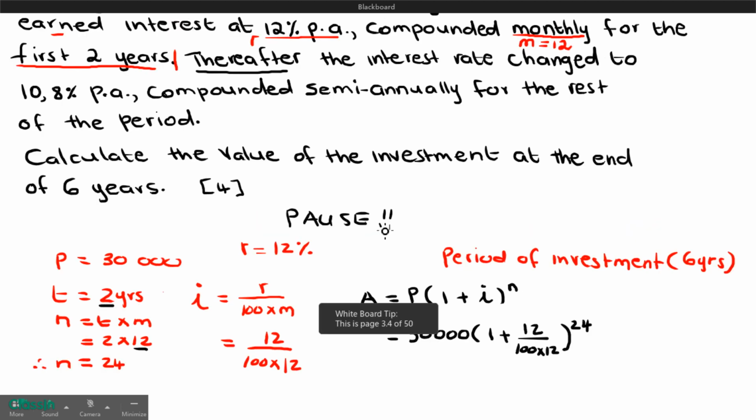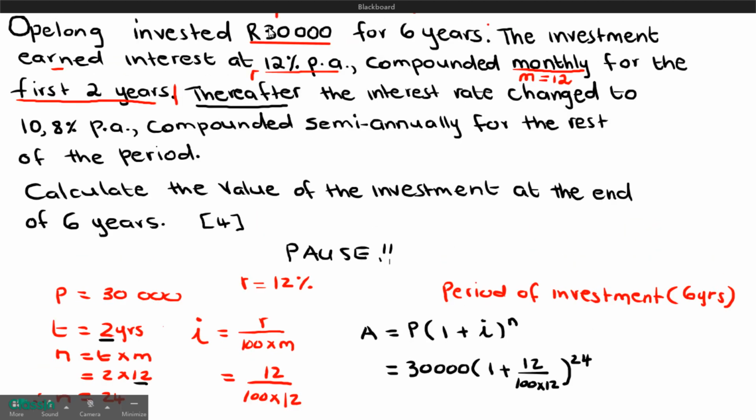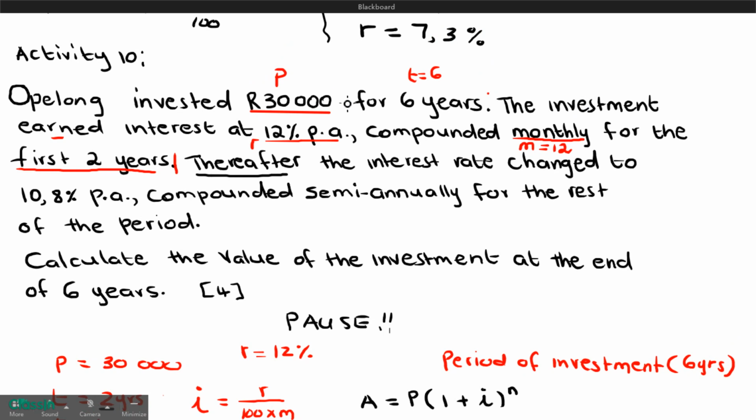When you see they gave you one amount of P, they told you it is 30,000, but the statement continues and says thereafter the interest rate changed. What changes? The rate is going to change. We did not change the value of the investment. We only changed what? The rate.